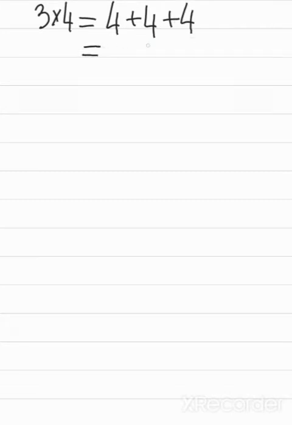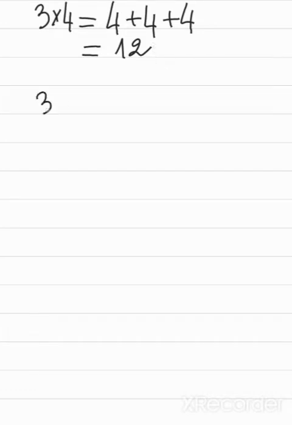The product of two integers. What is 3 times 4? It is a repetitive addition of 4, 3 times. We know this is 12.